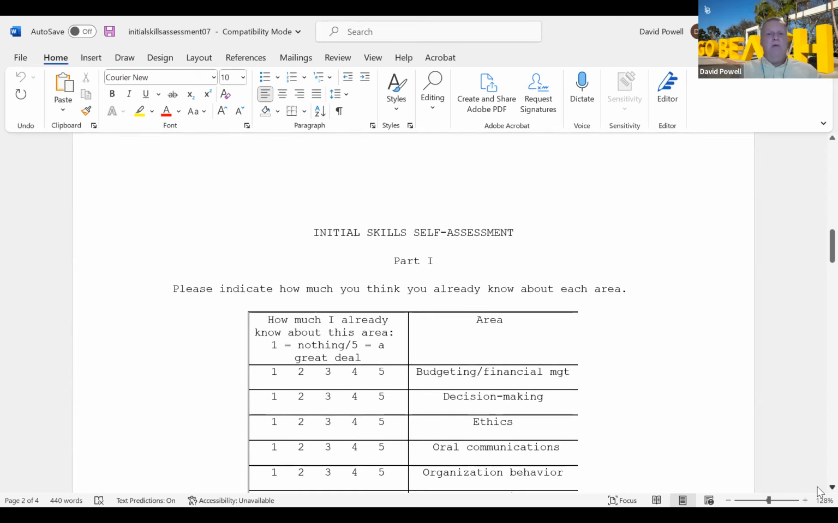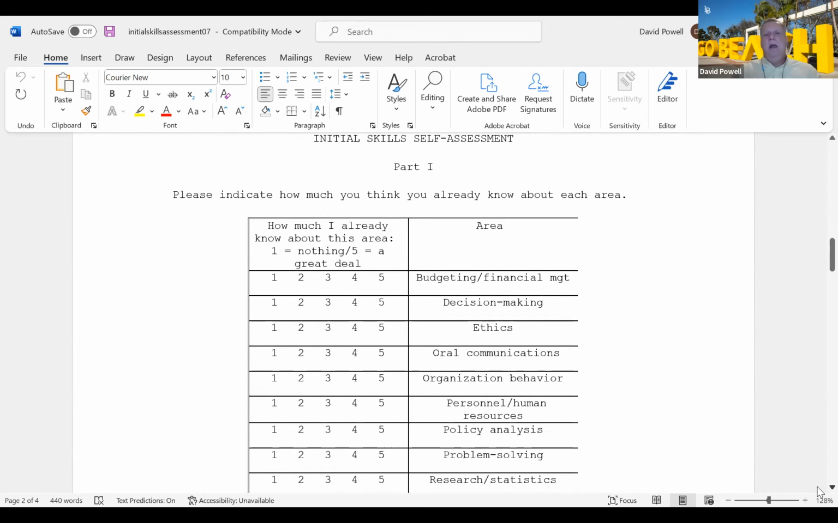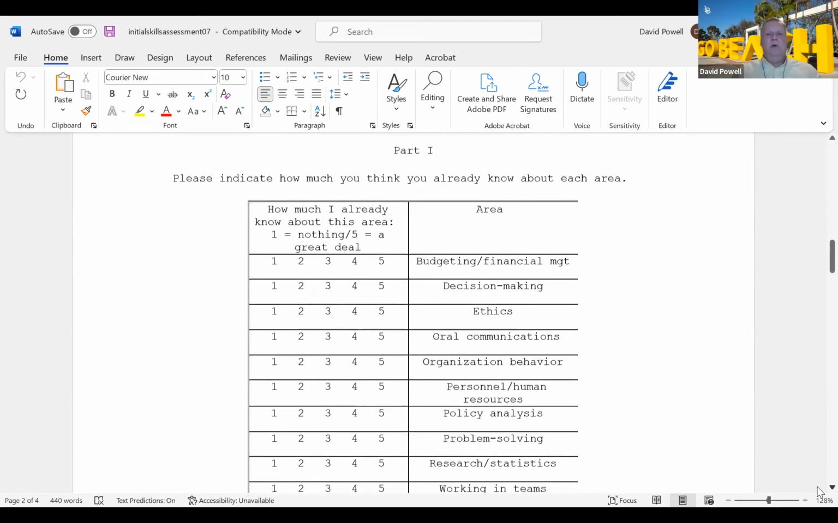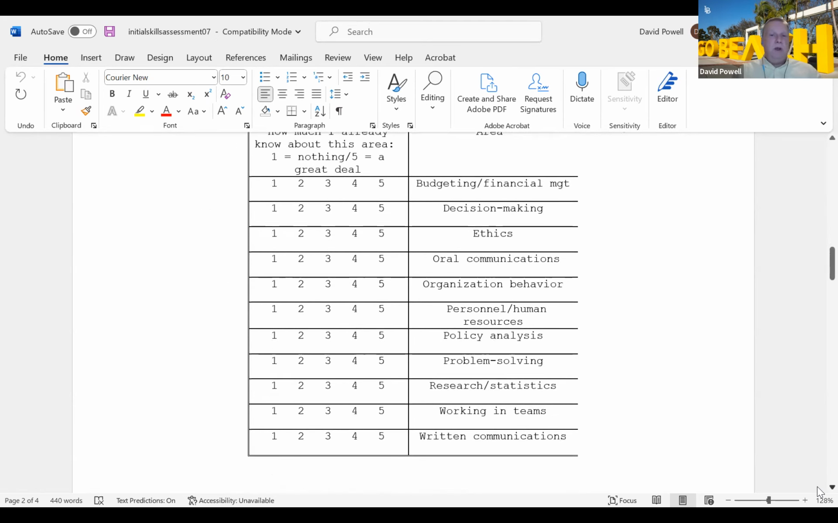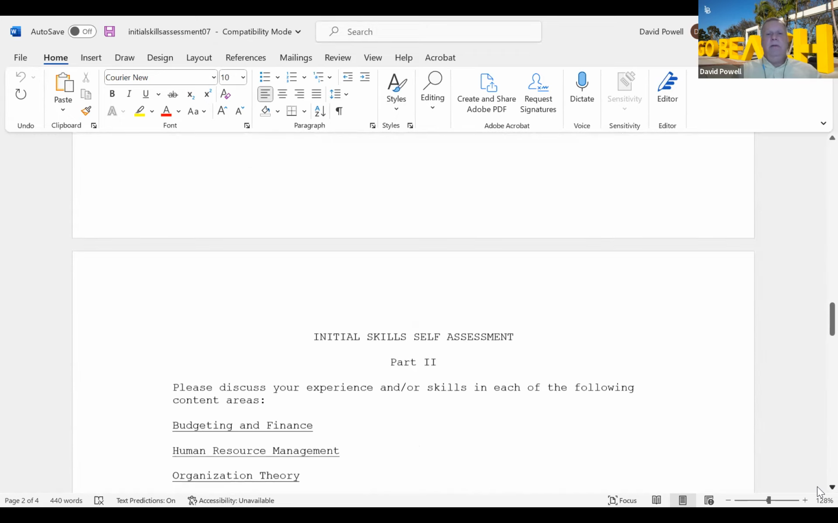And so you rank 1 through 5 your knowledge on budgeting, financial management, decision-making, ethics, oral communication, organization behavior, human resources, policy analysis, problem solving, research and statistics, teamwork, and written communication. So it'll be just a matter of picking 1 through 5 for each one of those categories. So part 1 is something you can do very easily and very quickly.